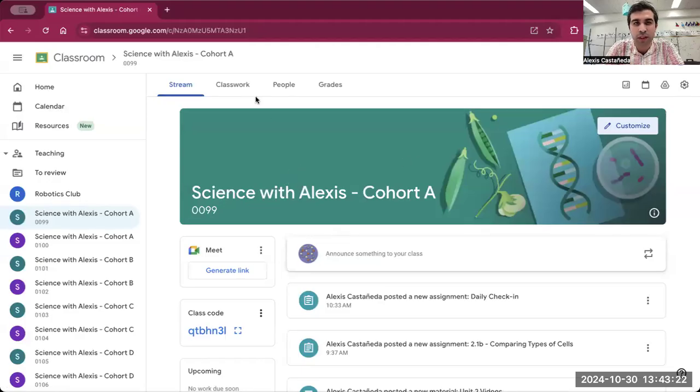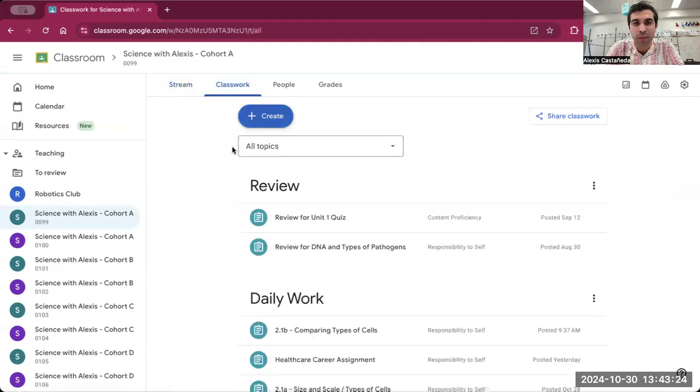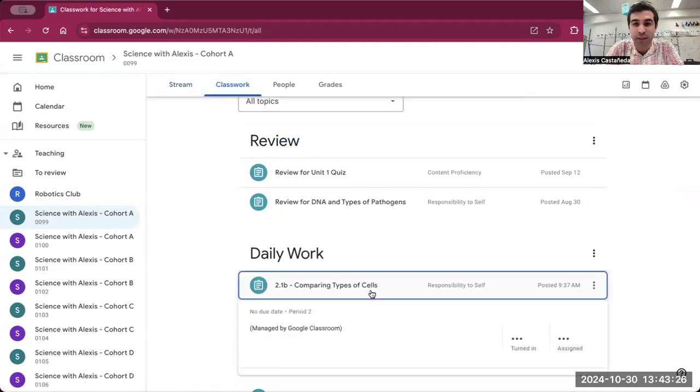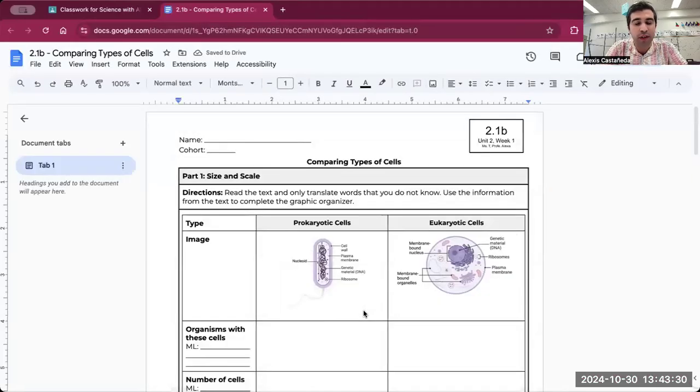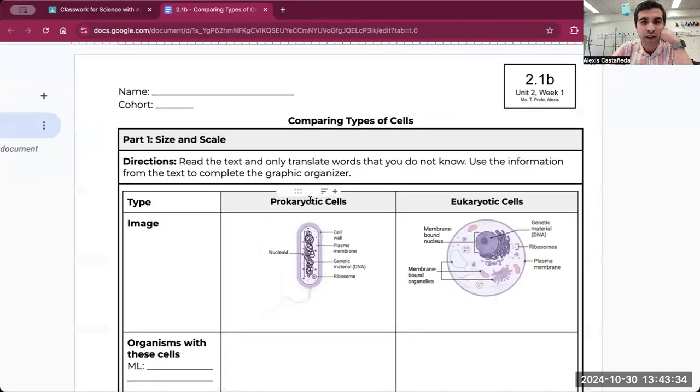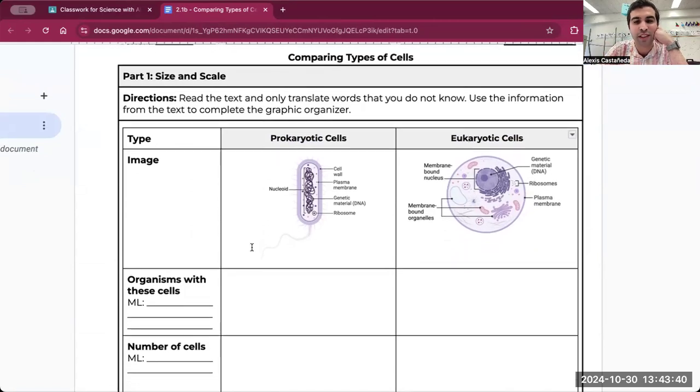All right, students. So today we're going to do assignment 2.1, comparing cells, comparing types of cells. So in this class, we're learning right now about the difference between two different types of cells. We have cells that are called prokaryotic and other ones that are called eukaryotic. And we're going to learn some information about them to help us understand what kinds of cells we have when we're looking at bacteria.